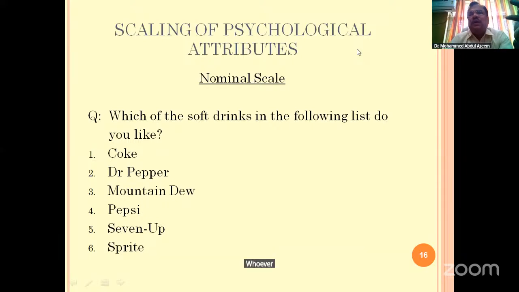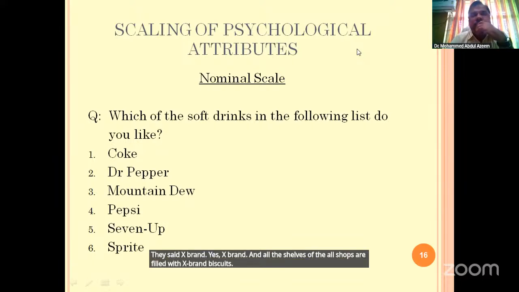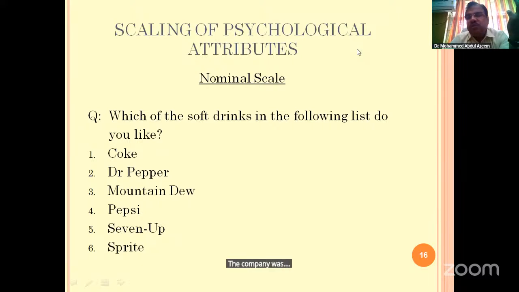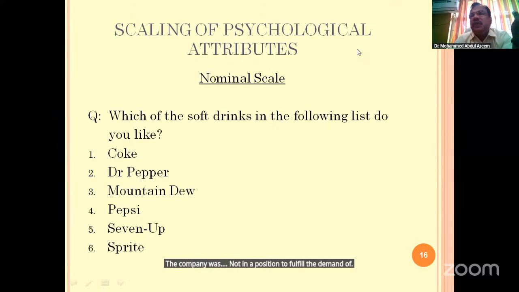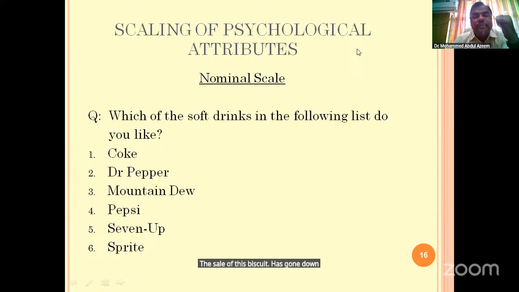Whoever asked any children which biscuit you want, they said X brand. Yes, X brand. And all the shelves of all the shops were filled with X brand biscuits. The company was not in a position to fulfill the demand of the retailers and the customers. But over a period of time, the sale of this biscuit has come down very drastically. What may be the problem?